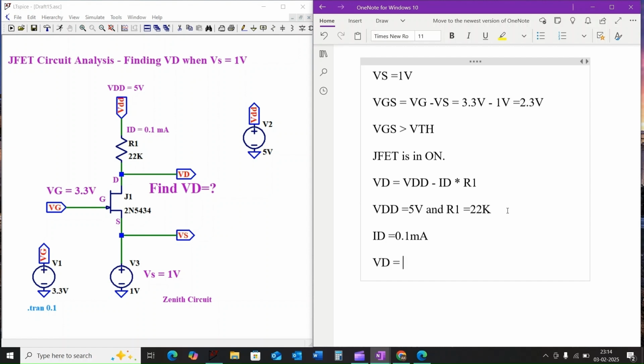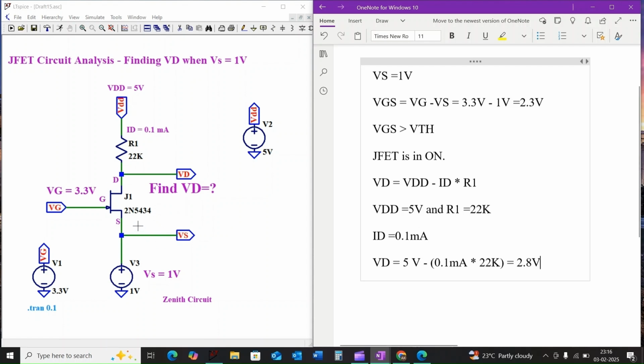VD is equal to 5 volts minus 0.1 milliamps times 22 kilo ohms, which is equal to 2.8 volts. As we estimated, when Vs is equal to 1 volt, the Vd is approximately equal to 2.8 volts. The exact value of Vd will depend on the specific characteristics of our 2N5434 JFET. However, our approximation gives us a good idea of the operating region.